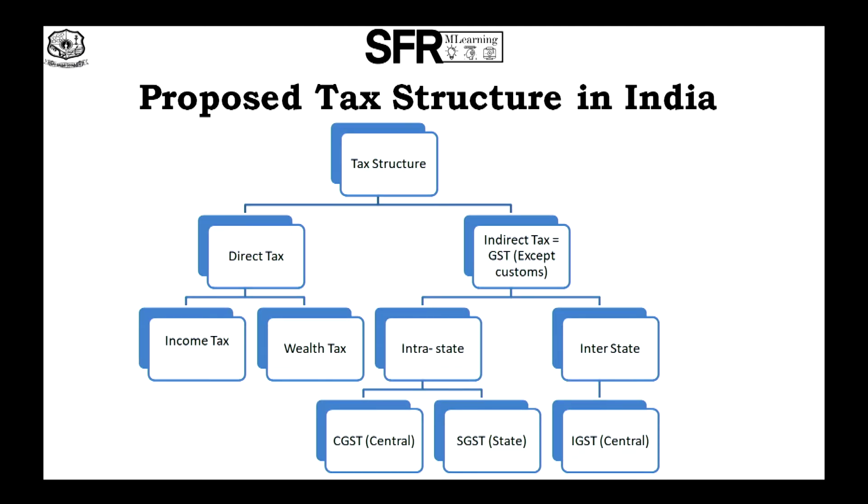Next we see about the proposed tax structure in India. Under GST, there is a difference between the earlier and present tax structure. Indirect tax can be classified into two types, intra and inter. Under intra-state transaction, the tax revenue is collected by both the central government and the state government. Under interstate transaction, the tax revenue is collected by the central government by way of IGST.